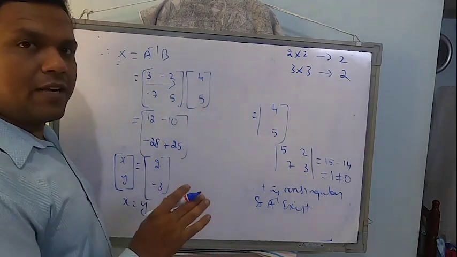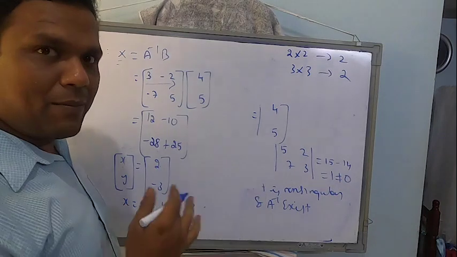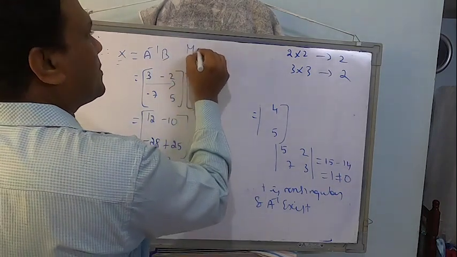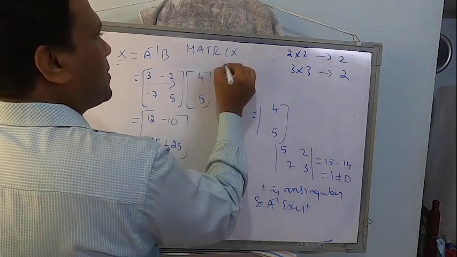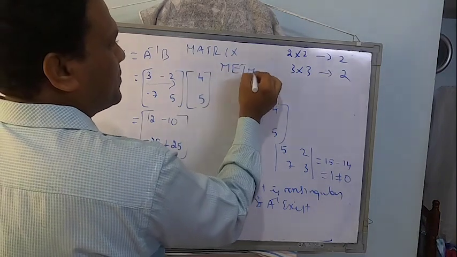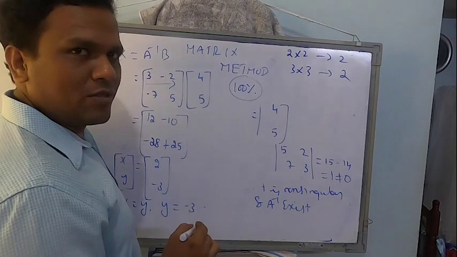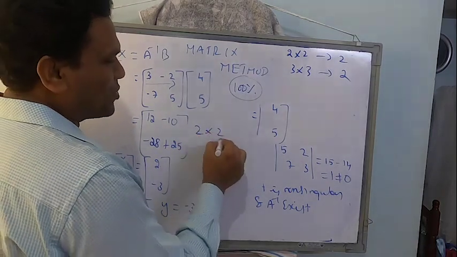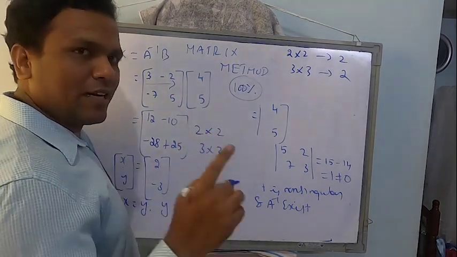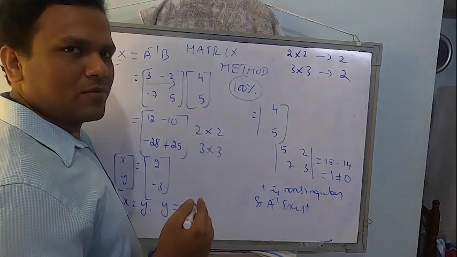Solving a system of linear equations by this procedure is named the matrix method. 100% you will get a problem based on this, but not for 2 cross 2. You will get it for 3 cross 3, 3 unknowns, 3 equations.